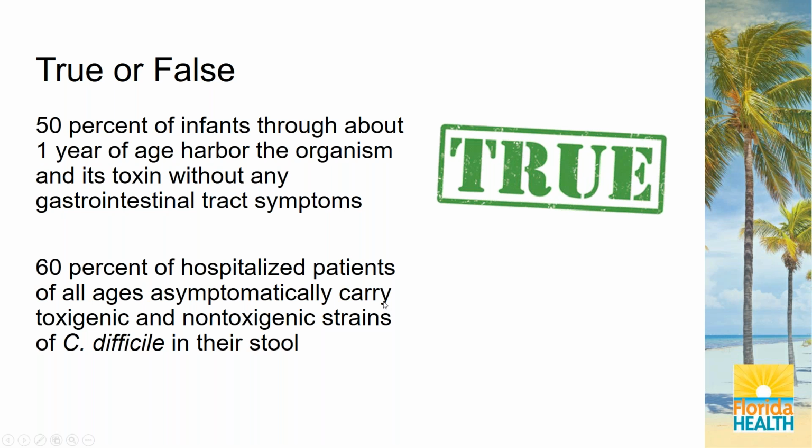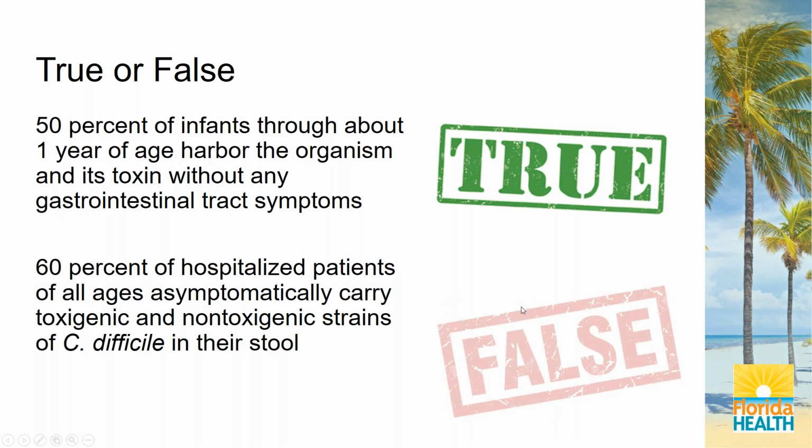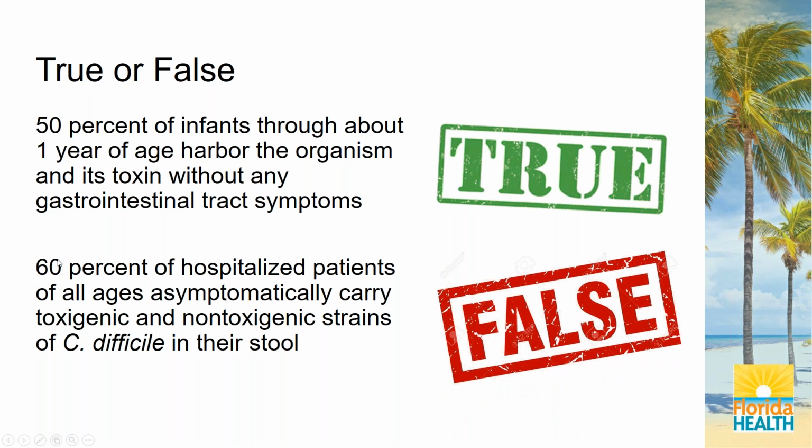Now, the next one: 60% of hospitalized patients of all ages asymptomatically carry toxigenic and non-toxigenic strains of C. diff in their stool. Is that true or false? This is kind of half and half. I'm getting true, false, true, false. Okay, so we're split half and half. This one's false. It was a little bit of a tricky one because it's actually 20%. 20% of hospitalized patients of all ages asymptomatically carry toxigenic and non-toxigenic strains of C. diff in their stool.